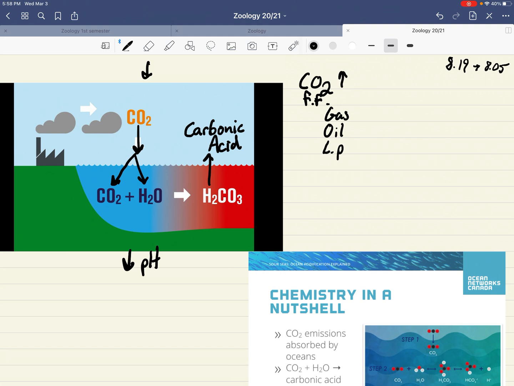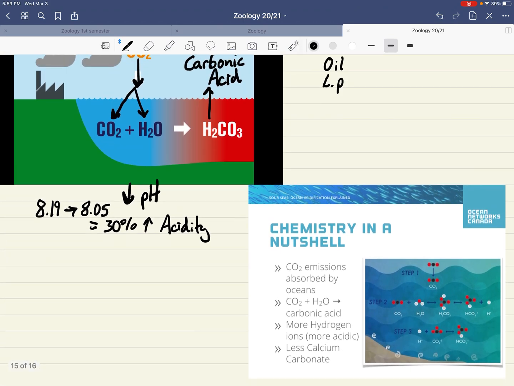Now, since the Industrial Revolution, the pH of the ocean has lowered from 8.19 to around 8.05, and it's going to go lower. Now, that doesn't seem like a big decrease, but remember the pH scale is a logarithmic scale. So this change actually translates into a 30% increase in the acidity of the ocean, which is actually a fairly big change. And that's going to have consequences to living things in the ocean.